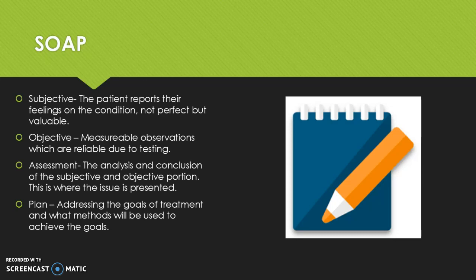So the subjective portion of the SOAP note is what the patient is reporting to be their condition. It's valuable to take into consideration. Objective is a measurable observation as well as test results. Assessment is the analysis and conclusion of the subjective and objective portion. This is where you come to a conclusion of what the situation is. And plan is addressing the goals of treatment and what methods will be used to achieve those goals.